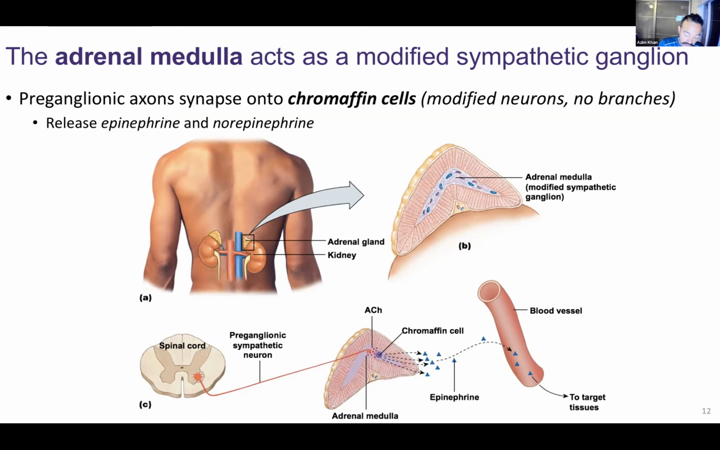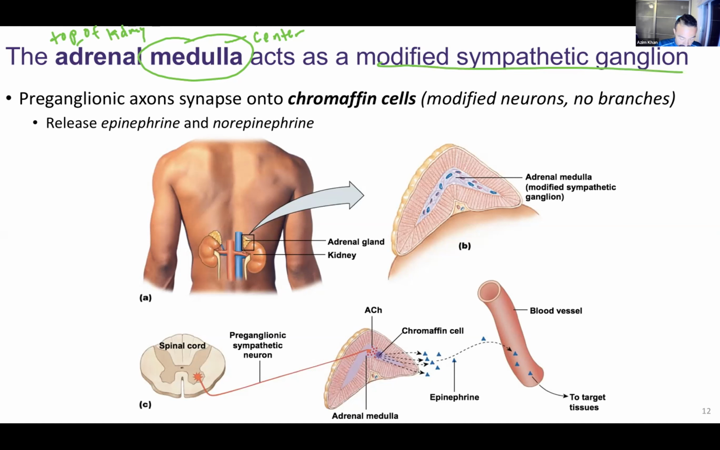The word medulla, we've seen this before. The medulla oblongata is the elongated center portion of the brain. Medulla means center portion, the core of something. So we have the center portion, not the outside portion. The outside portion is cortex. The center portion of the adrenal gland, the adrenal medulla, is a ganglion. It's a modified sympathetic ganglion.